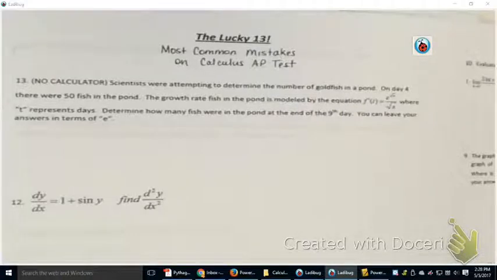So I'm going to go over the answers to these questions because they're common mistakes, or common kinds of questions that people make common mistakes on. So I wanted to show you the process of how to do that.